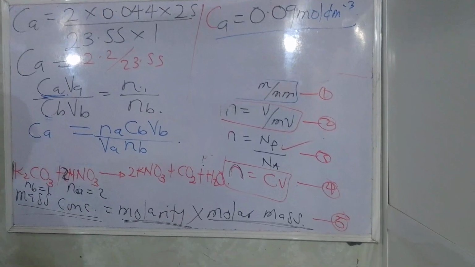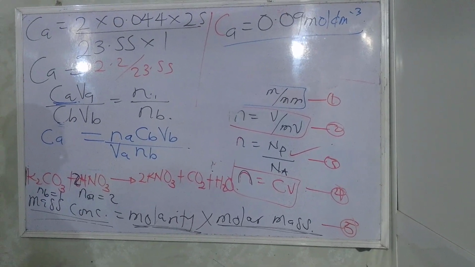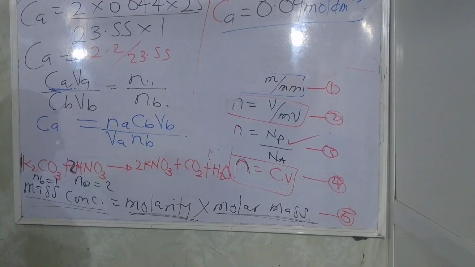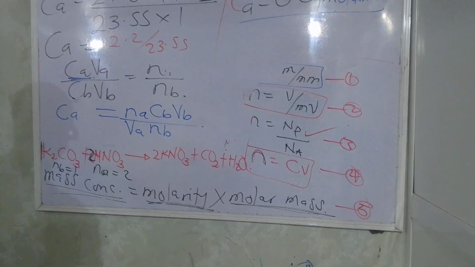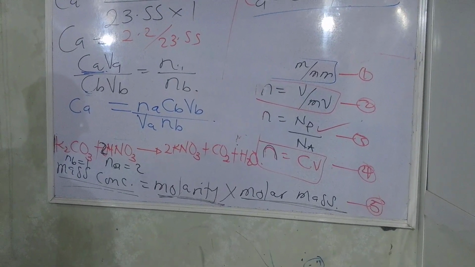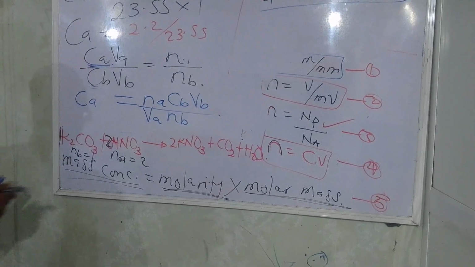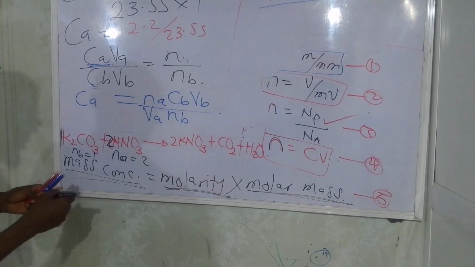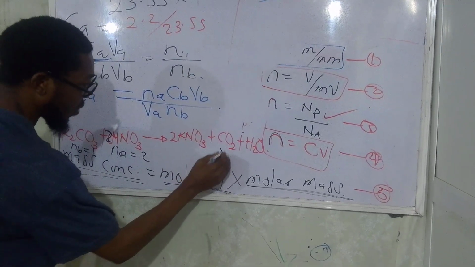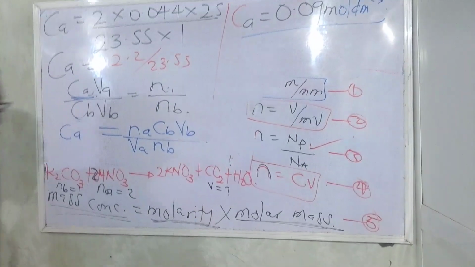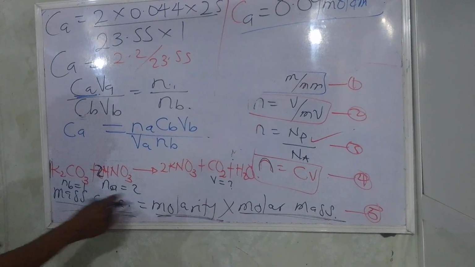That is the concentration of A in mole per dm cube. Now, question 4. Calculate the volume of CO2 that will be produced at STP. Now look, we are looking for the volume of this one, unknown. Yes, that's the volume we are looking for.